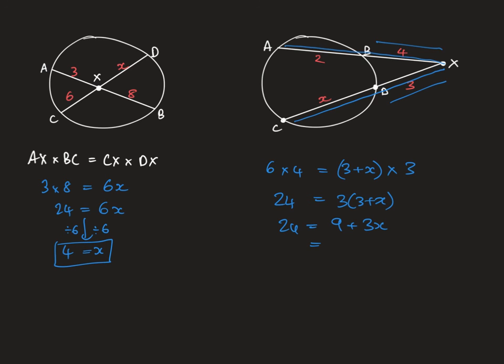We can take 9 away from both sides. So 24 minus 9 is 15. 15 is equal to 3x. Divide both sides by 3. x will be equal to 5 in this case.